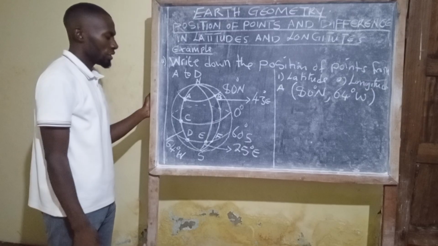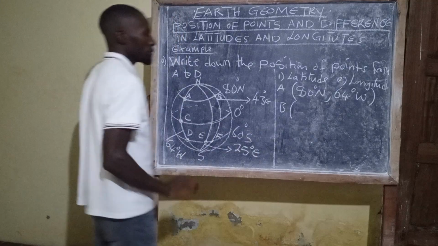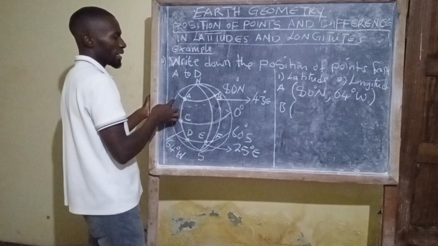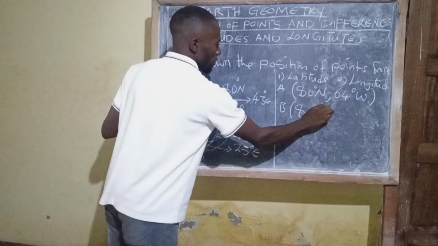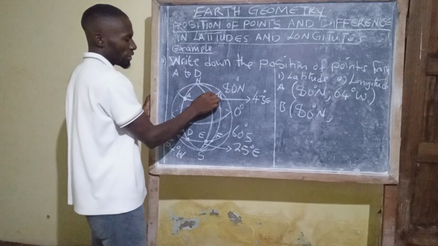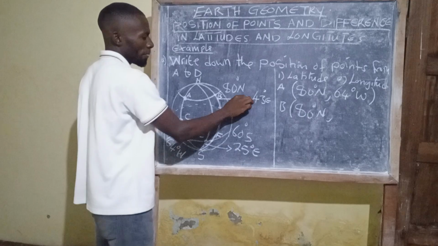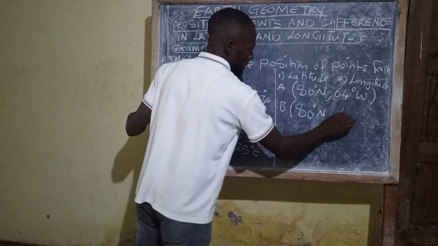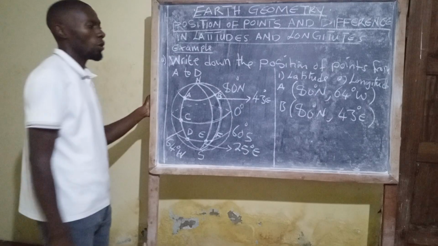Let's go to position B. Position B is lying in which latitude? We always start with latitude. It is lying in 80 degrees north. So you write 80 degrees north, comma. Which longitude is it in? It is in this longitude. If you look at this longitude, what is its degree? It is 43 degrees east. That is the position of B.